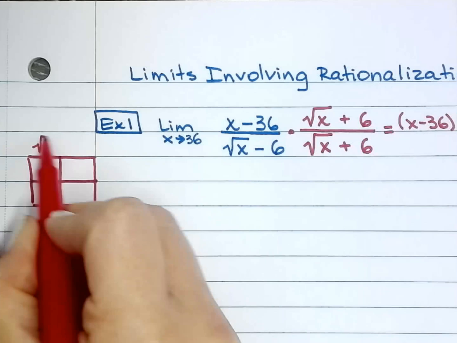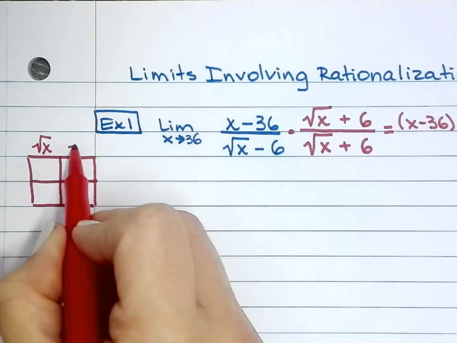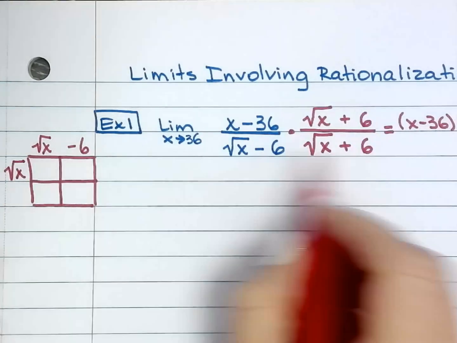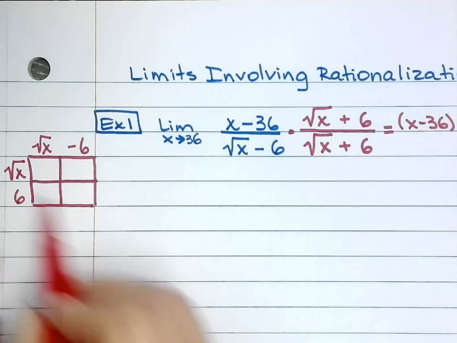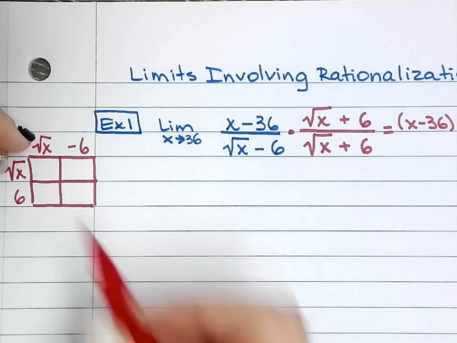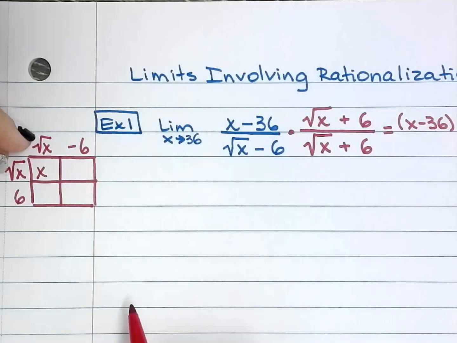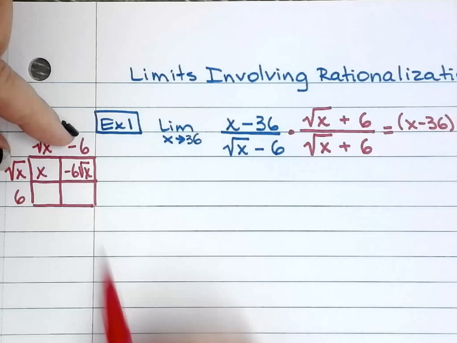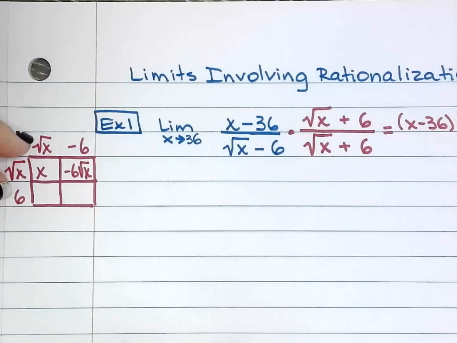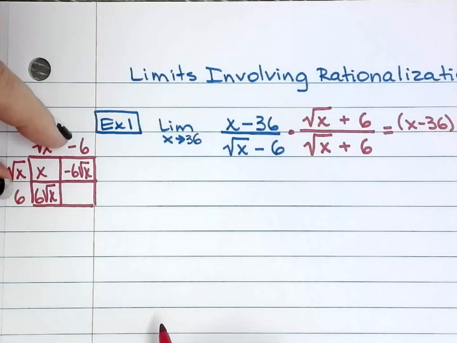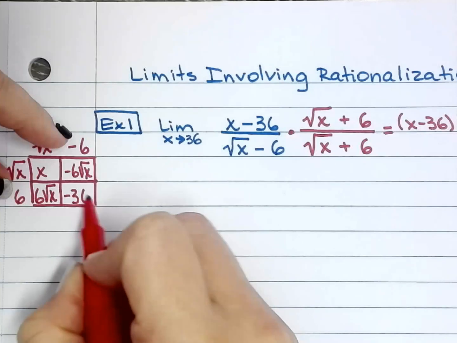Okay, so square root of x minus 6, square root of x plus 6. Square root of x times square root of x, you get x. Negative 6 times square root of x, you get negative 6 square root of x. 6 times square root of x is 6 square root of x. Negative 6 times 6, negative 36.